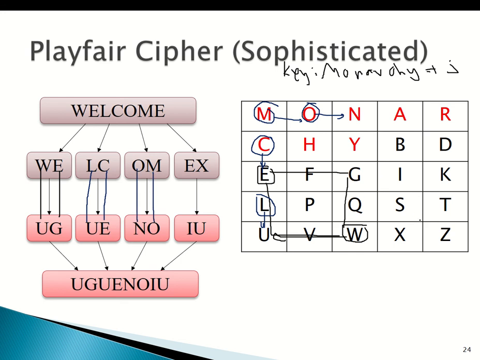E and X, where is E? This is E again, this is E and X. Alright, we have to draw a rectangle. Okay, and as you can see now, E becomes I and X becomes U. And this is the ciphertext.